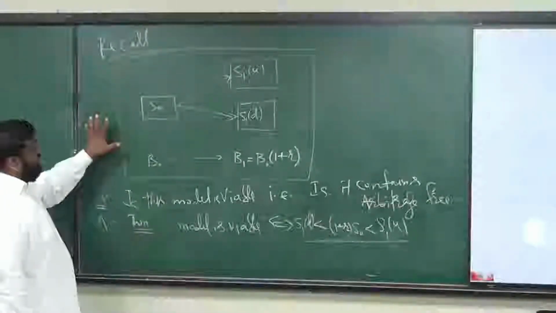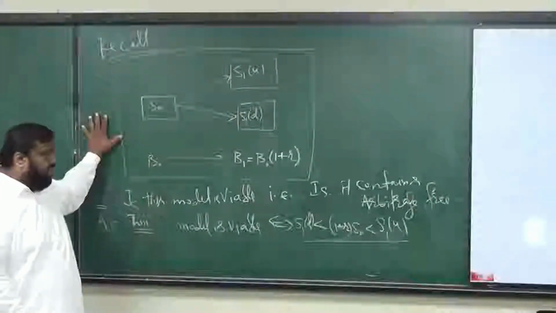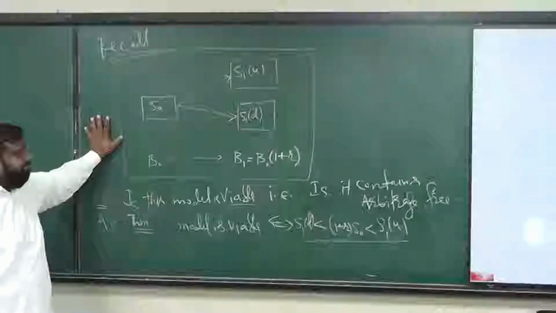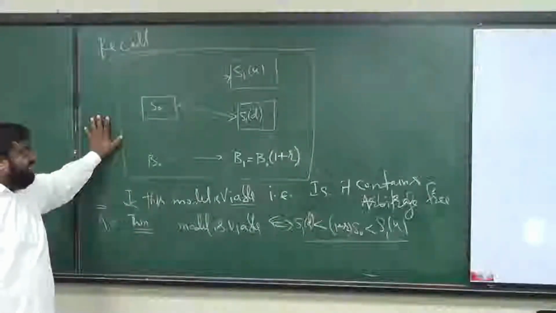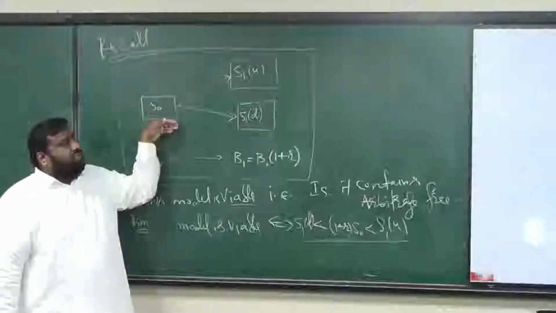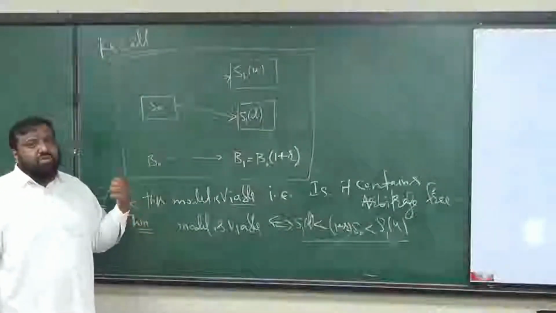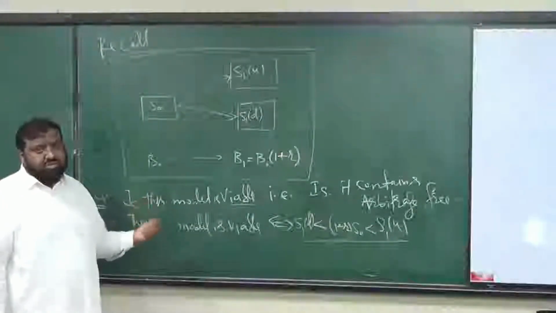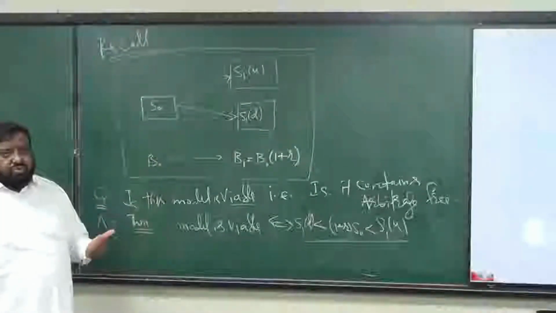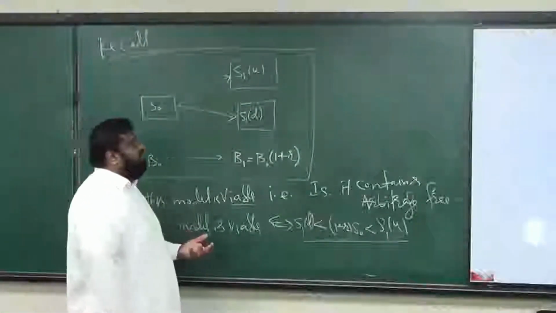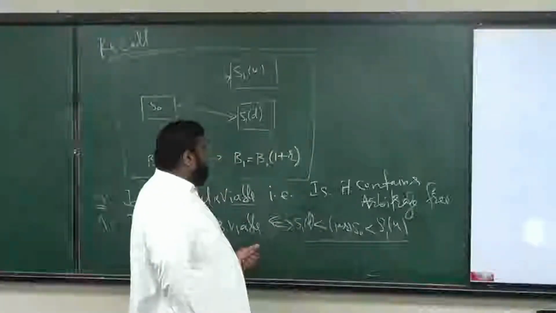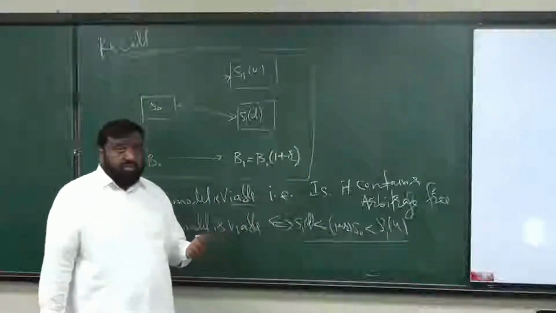Number one, is this a good model? By a good model, I mean a viable model. And by viability, I mean: does this movement of a stock allow you to create an arbitrage opportunity or not, a free lunch or not? If it isn't allowing you to create an arbitrage opportunity, which is what we want, then we say it's a viable model.